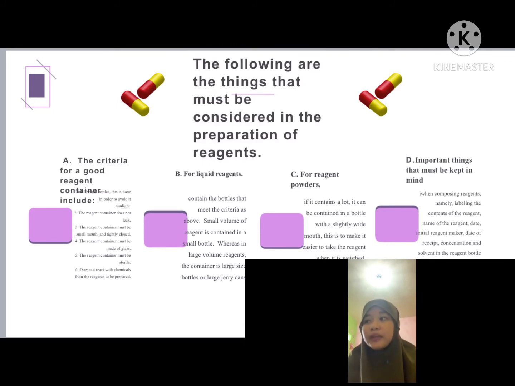D. Important things that must be kept in mind when composing reagents are labeling and the contents of the reagent: name of the reagent, date, initial marker, date of receipt, concentration, and solvent on the reagent bottle or container.